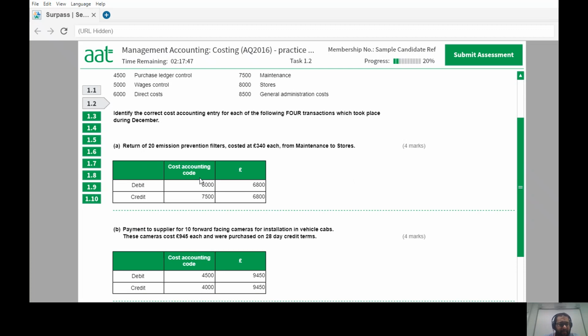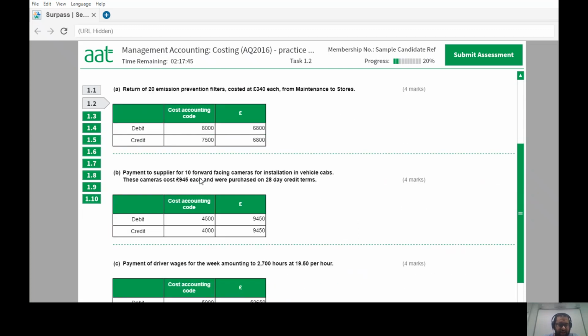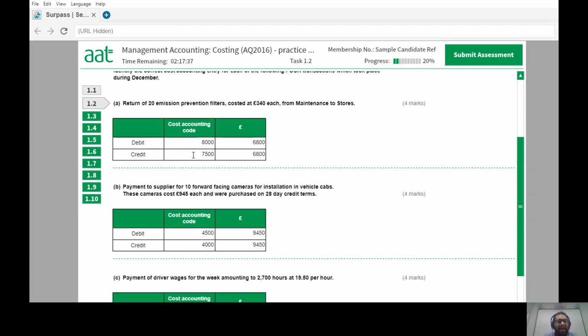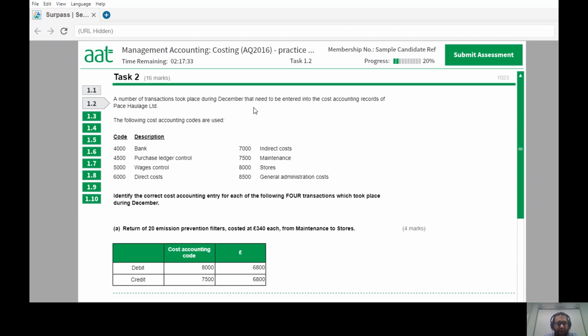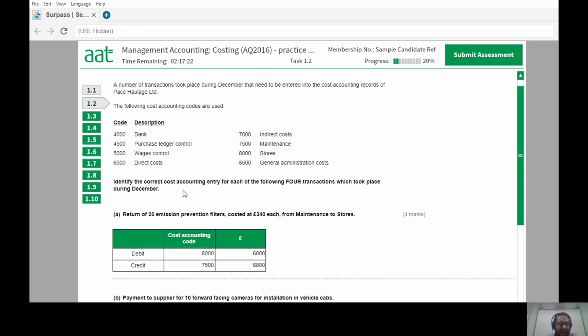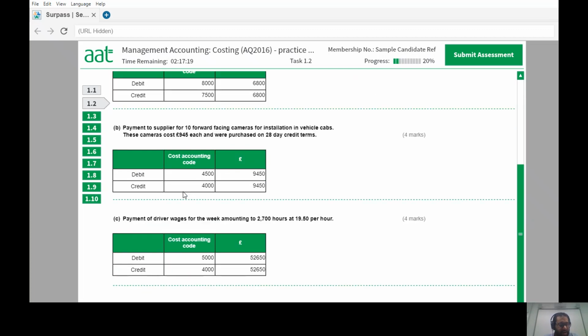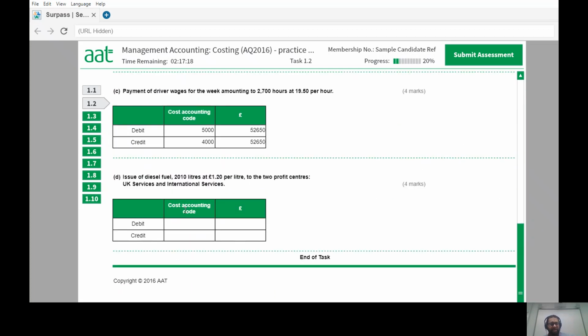Who normally has the diesel stored? It's going to be the stores. When the store's giving out, it's going to be credit for the store account and debit for your direct cost. Remember, the fuel we are using is not an indirect cost because the business itself is a haulage company. If it's a haulage company, all the diesel we use for those lorries has to be counted as the direct cost there.